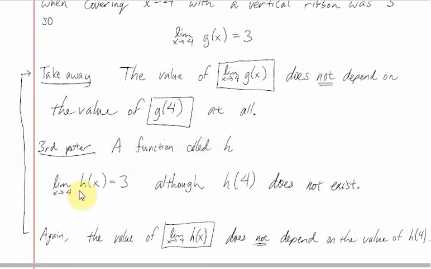On this third poster, again, the guess of the y value is equal to 3. Take a look at all the pieces of the notation. This all matters. So the limit of h of x as x approaches 4 was equal to 3, even though h of 4 does not exist. Just like earlier, how the limit for g as x approaches 4 did not depend on the value of g of 4 at all, similarly the limit of h of x as x approaches 4 also did not depend on the value of h of 4. In fact, h of 4 did not exist.